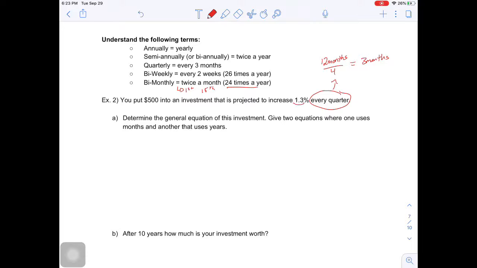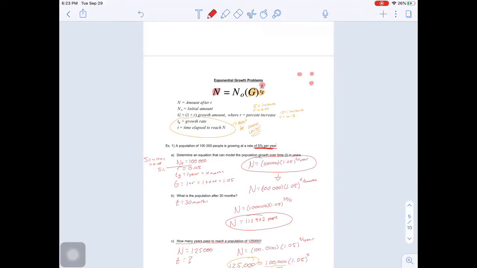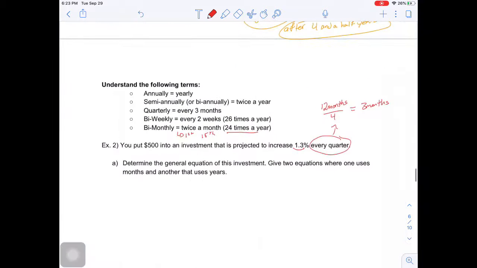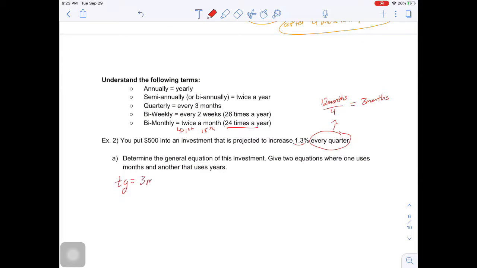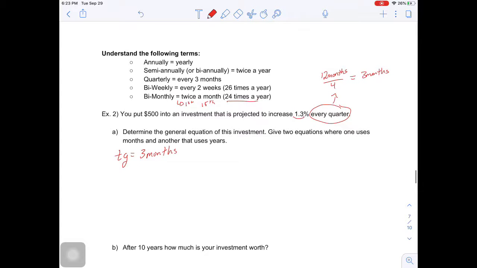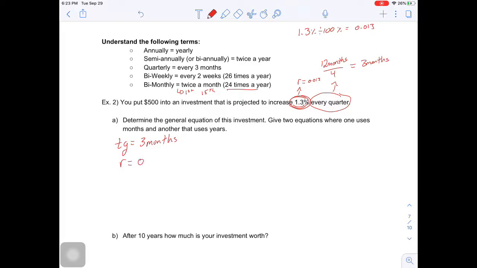So here, if we talk about our equation above, our growth time, TG, is going to be 3 months. So let's write that down. TG will equal 3 months. Now, in this case, this is my growth increase, so this is R. And remember, you would have to put that into a decimal. So I'm going to divide it by 100%, and you're going to get 0.013. So R equals 0.013. That means your growth amount is going to be 1 plus that number, which gives you 1.013.